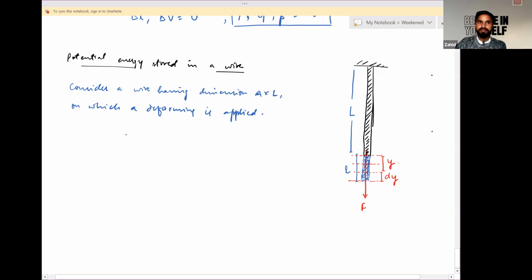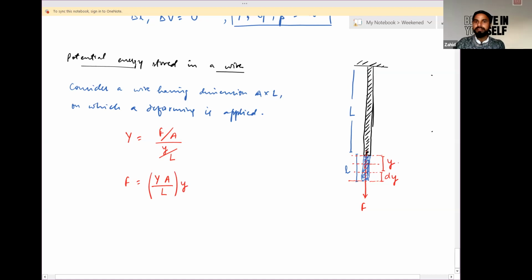So according to the relation, Young's modulus equals stress by strain. Stress is F by A. Strain is deformation produced divided by its original length. Let deformation be y and original length of object be L. So you will get F equals Y into A divided by L into small y.